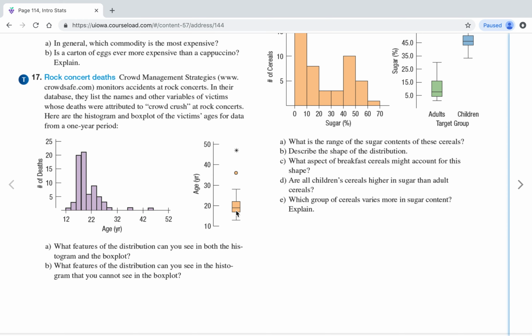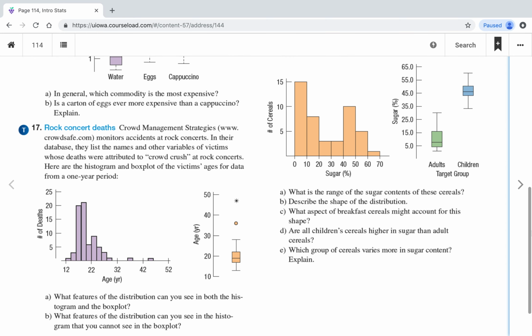And then the second question is, what features of the distribution can you see in the histogram that you cannot see in the box plot? The answer to this is you can't really see the slight increase between ages 22 and 24. It's more apparent in the histogram than the box plot. It may be a second mode for the box plot too.